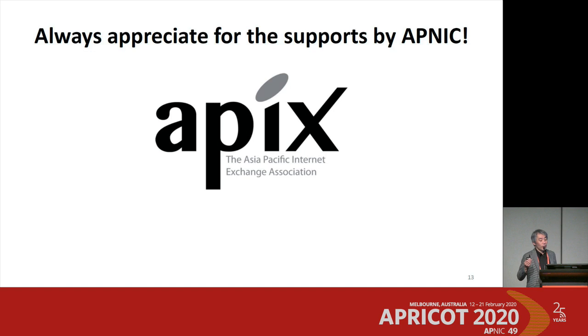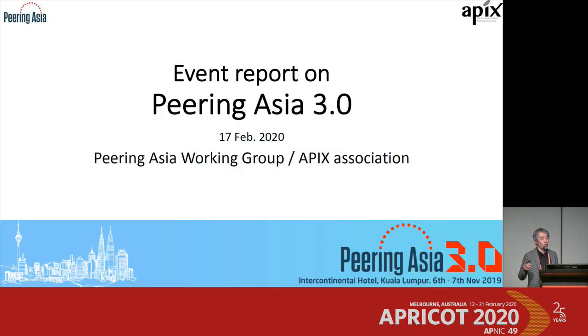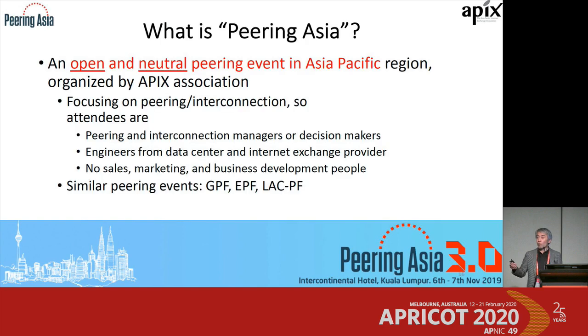Okay, so this is a portion of the APIX. Next, I'd like to talk about the event report on Peering Asia. You almost all know what Peering Asia is. It is an open and neutral peering event in the APAC region. Of course, in today's and previous sessions, Equinix announced the next APF. APF is also the same kind of event, but it is an Equinix private event.